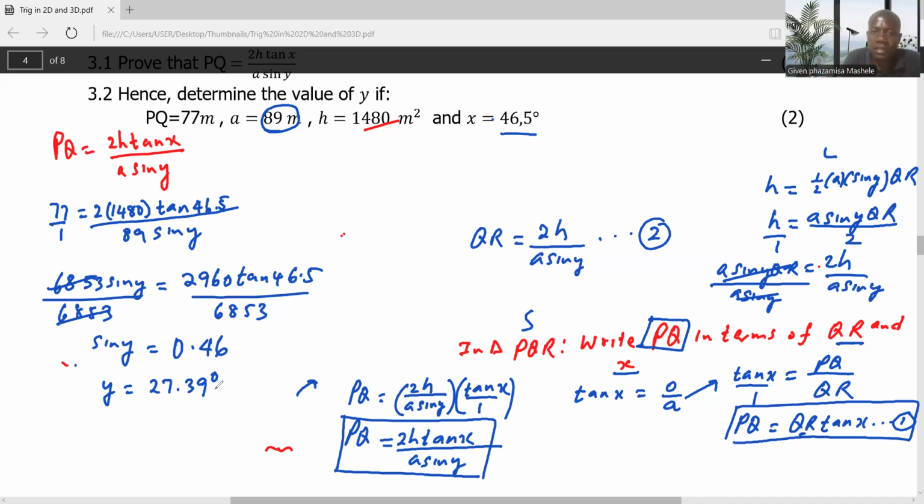2 by 1480 by tan 46.5 divided by 77 times 89. Yeah, second function sine of the answer, roughly 27. So 27.39. So that is the answer. Okay, I believe, guys, you're following.